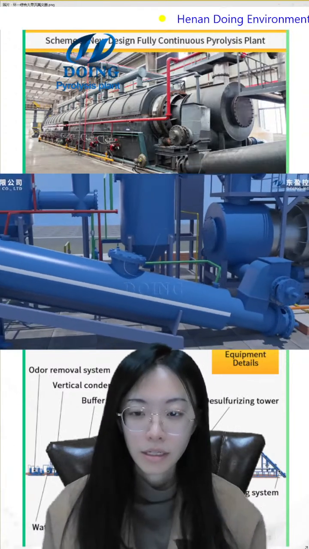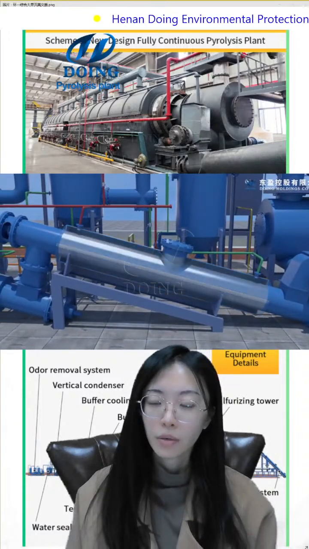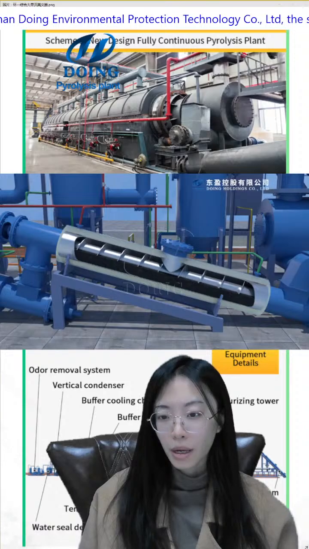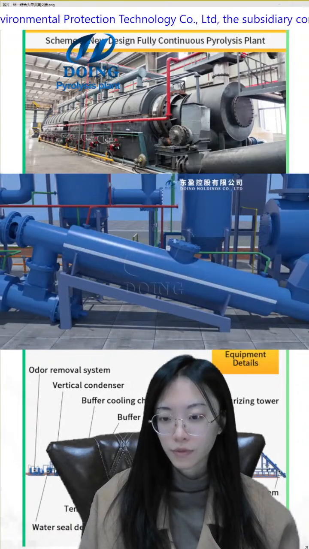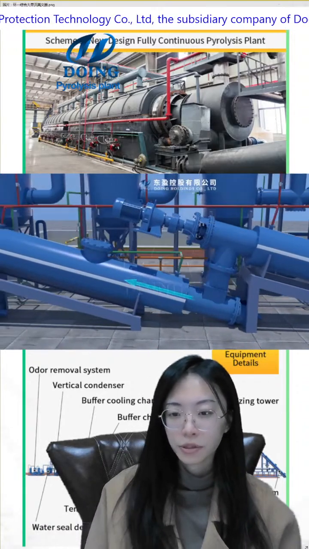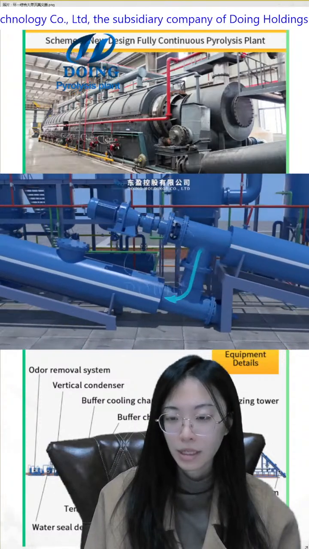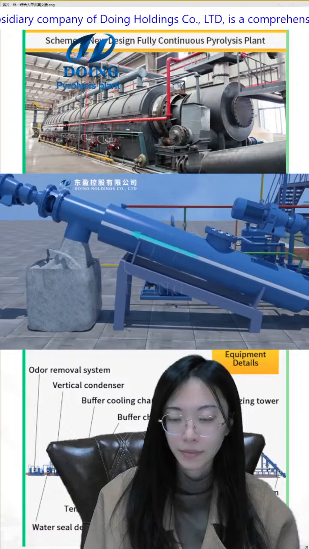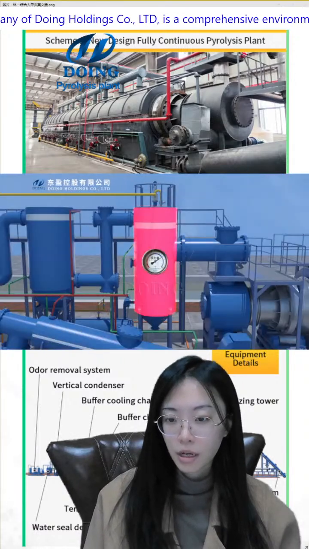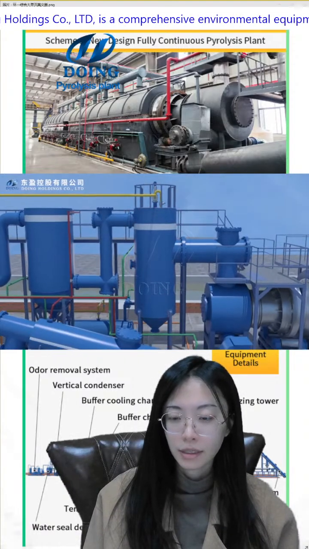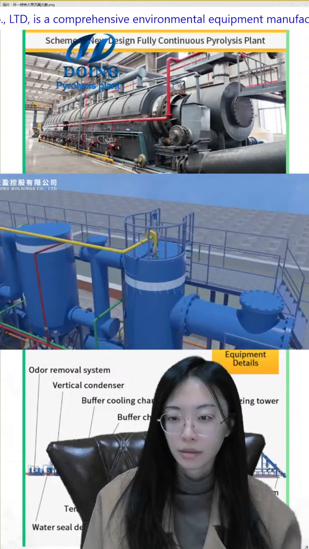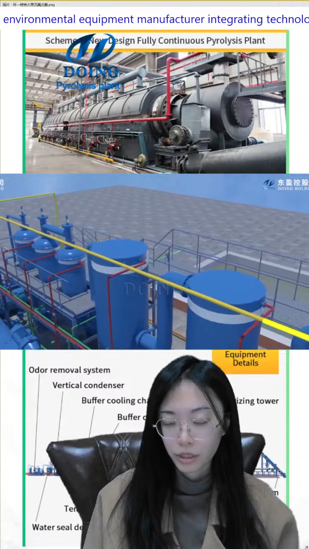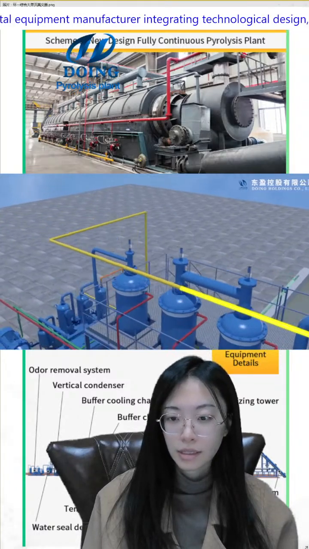And this is the discharging system. We can feed the raw materials and discharge carbon black at the same time. This is a high technique of our fully continuous pyrolysis plant. And they have a water cover outside, so it can discharge it and backpack it at a natural temperature.